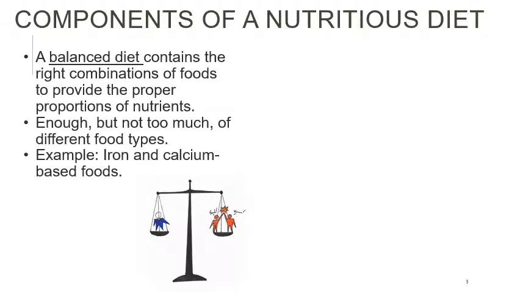Components of a nutritious diet. A balanced diet contains the right combination of foods to provide the proper proportions of nutrients. Enough, but not too much of different food types. Let's just say iron and calcium-based foods. This is very common among children between the ages of 2 and 3. So they might eat enough iron-based foods, but they might have lower hemoglobin or hematocrit, which is their iron level. It kind of measures their iron level.